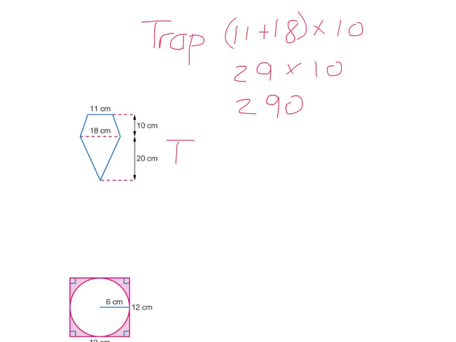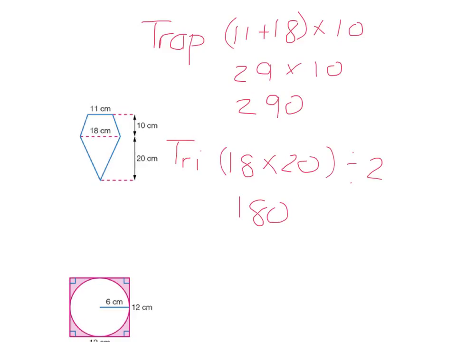Then we tell me that we're looking at the triangle. And the triangle is going to be your base times your height. So your base will be 18 times your height, which is 20, and then divided by 2. Okay, so let's do that on the computer. 18 times 20 is 360. Divide that by 2 and you get 180. So 180.